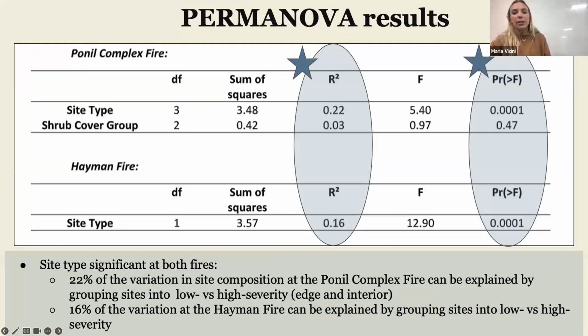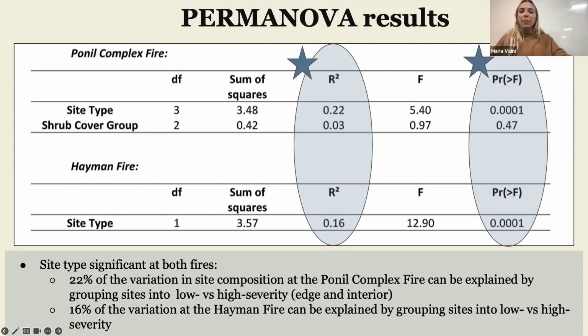Finally, these are the results of the PERMANOVA on site type for both of the plots. So PERMANOVA is a statistical method to check if groups of multivariate data, in this case, the species composition at each site, are significantly different from each other based on some sort of grouping variable. So in this case, I compared groups based on both severity type and then shrub cover type at Poniel Fire. And then the R² value shows how much variation in sites can be explained by that grouping variable.